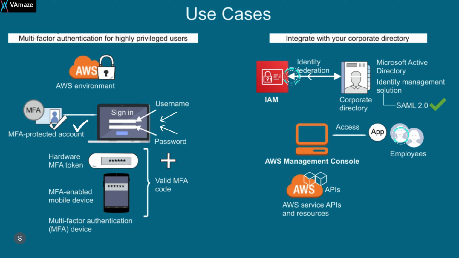IAM can integrate with your corporate directory by enabling identity federation. It can grant your employees and applications access to the AWS Management Console, AWS Service APIs, and resources using your existing identity systems, such as Microsoft Active Directory, or any identity management solution that supports SAML 2.0.